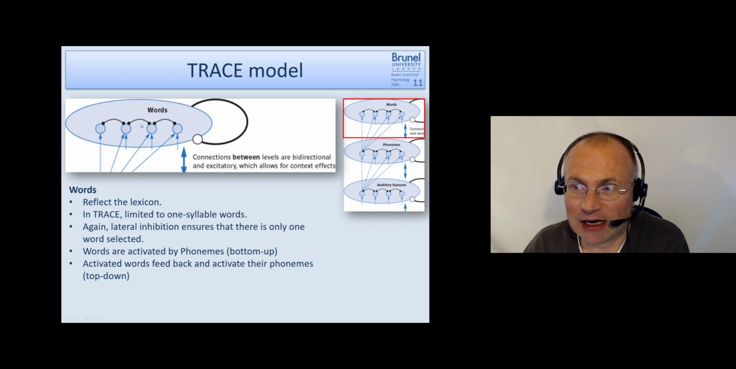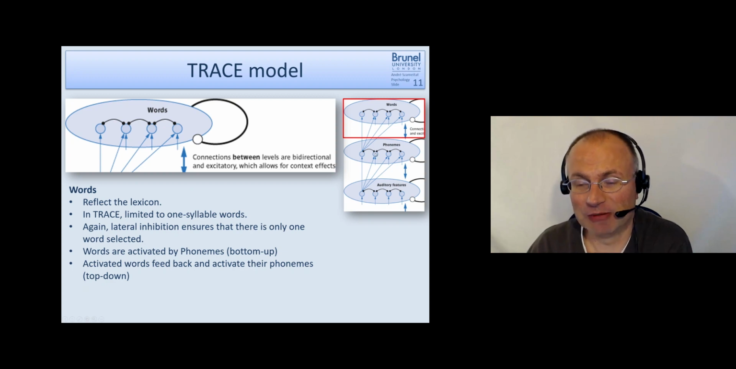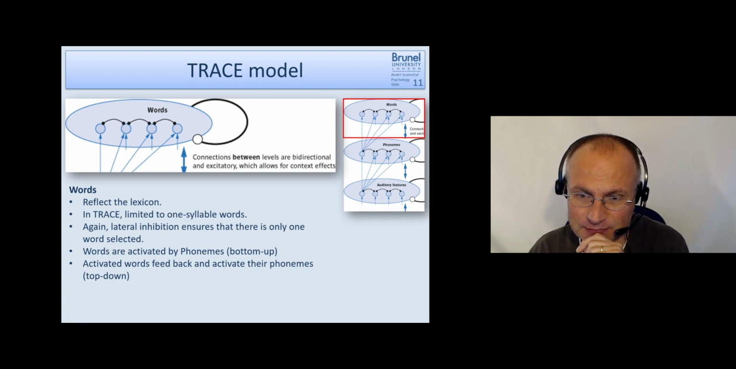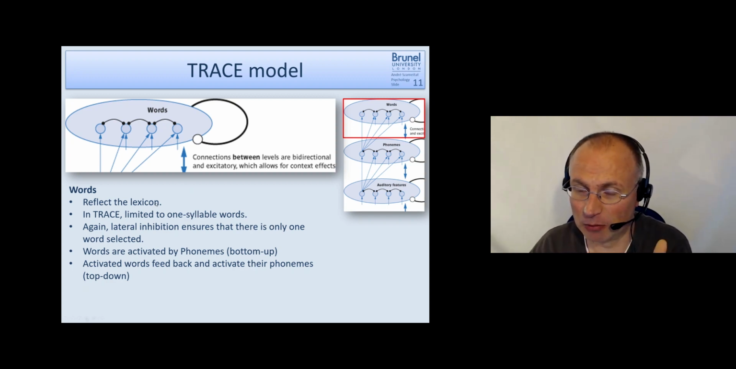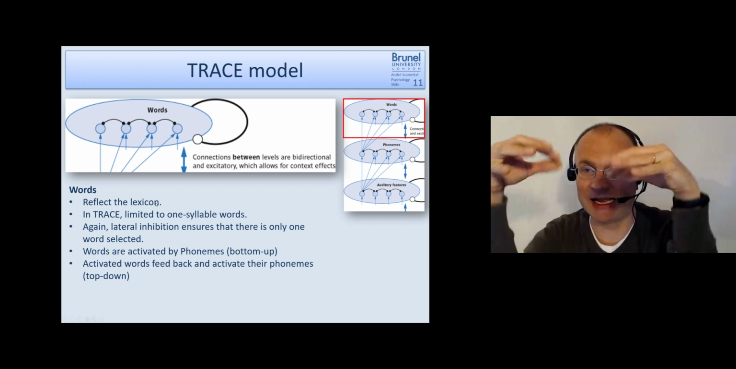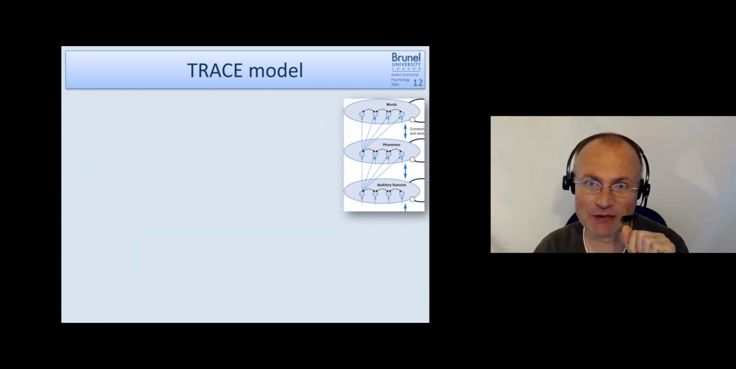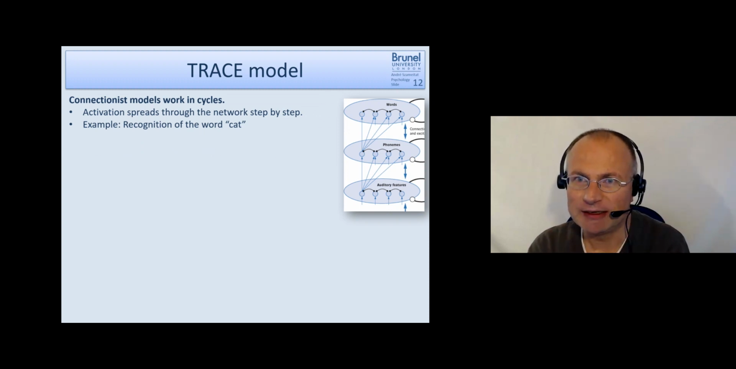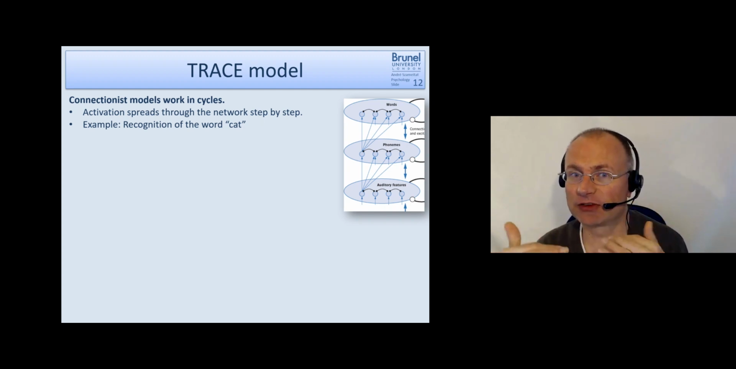These words are activated by the phoneme layer in a bottom-up fashion. And the words which receive activation from the phonemes feed some of that activation back to the phoneme layer. So again, this idea of semantic networks in a top-down fashion. So the model tries to integrate both bottom-up and top-down processing. And such models, in a computerized way, work in cycles. So the activation spreads through the network step by step.